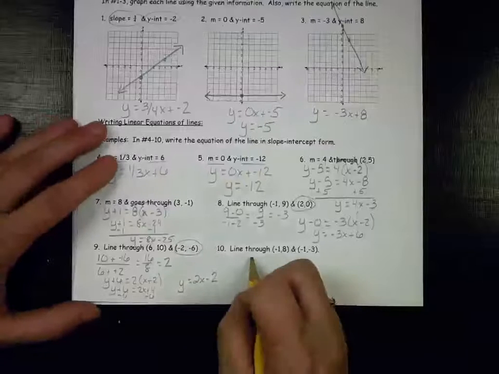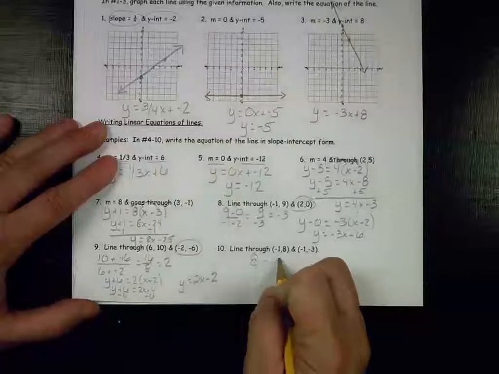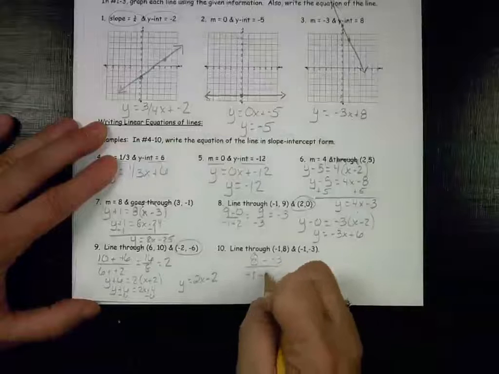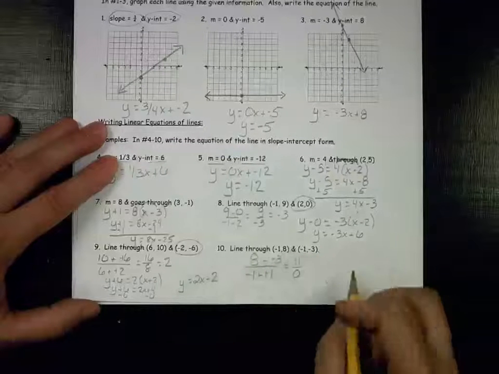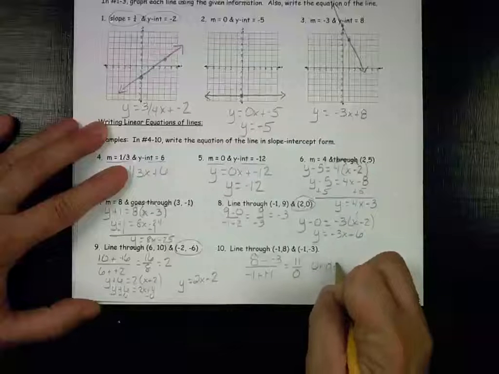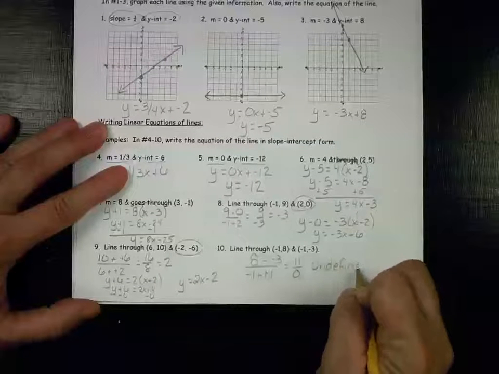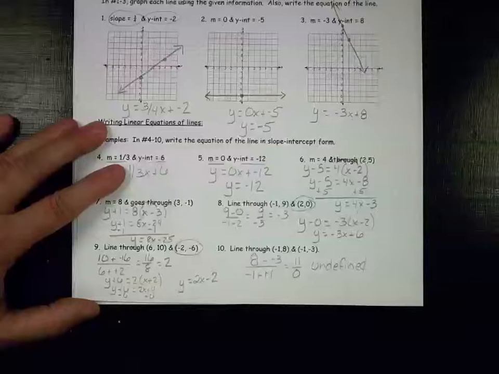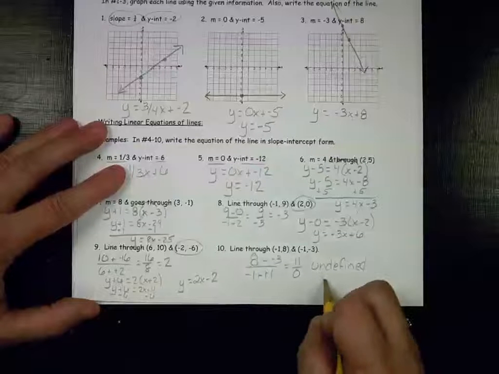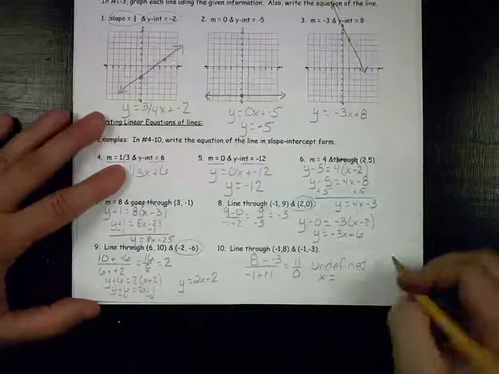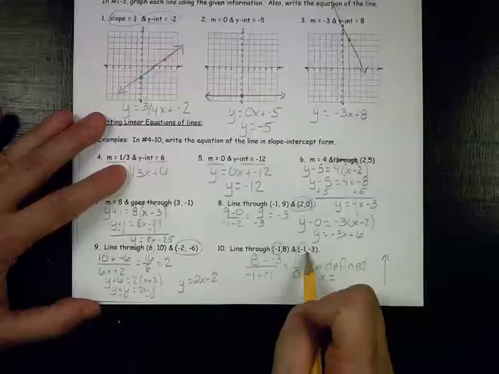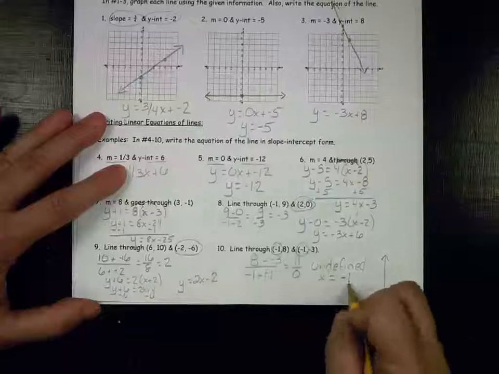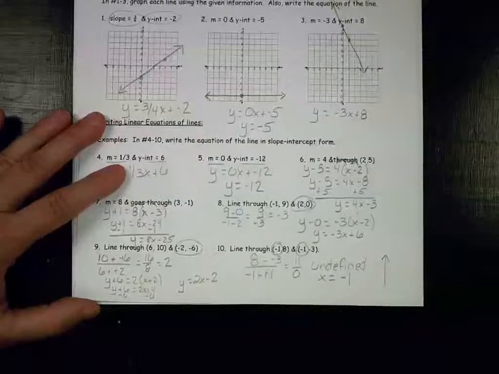And number 10, 8 minus a negative 3 over negative 1 minus a negative 1 becomes 11 over 0, which is undefined. An undefined slope means your line is straight up and down, and that is x equals. And you will notice that both of those x's are the same. X equals negative 1.